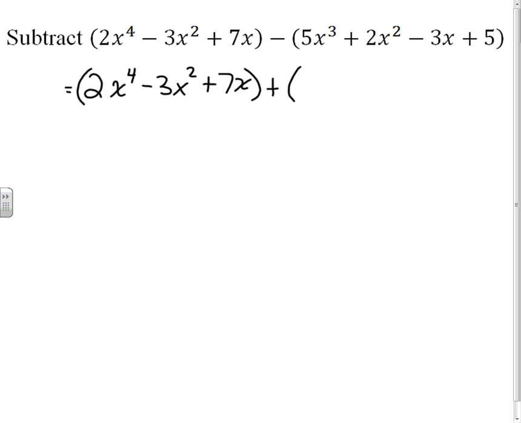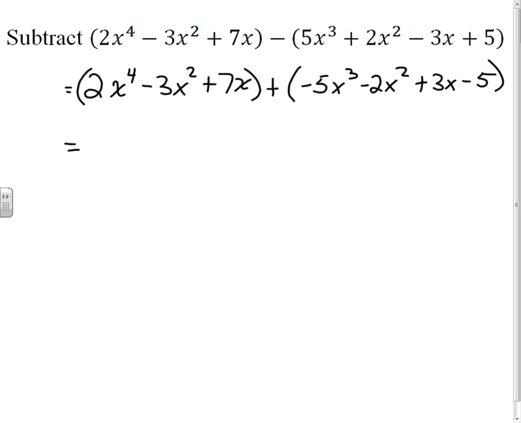Now, once we change that minus to an addition sign, the subtraction symbol to an addition symbol, we have to change all the signs inside the second polynomial. That's exactly the same rule as if you were going to change a subtraction of whole numbers or subtraction of integers to addition. You change the sign of the second number. So we're changing the signs of the second polynomial.